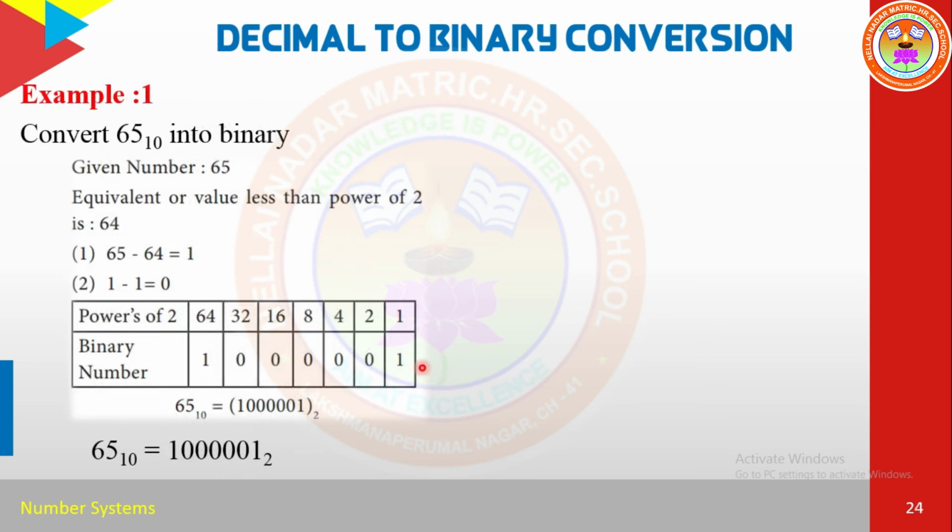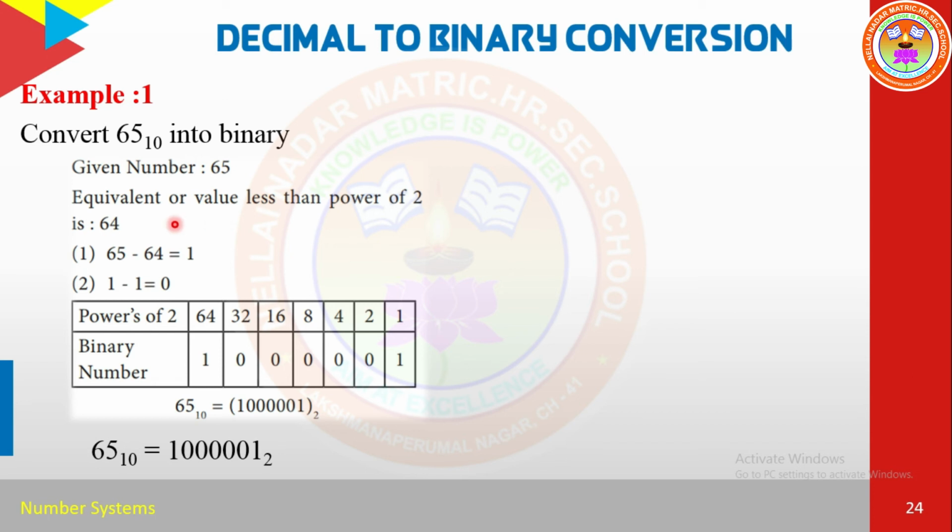So this is the example. This example we have discussed previously. In this example, see, convert the number 65. This number is converted into what? Binary. Yes, okay. The first step, the given number is what? 65. Yes, correct. The second step, the equivalent or value less than the power of 2 is 64.